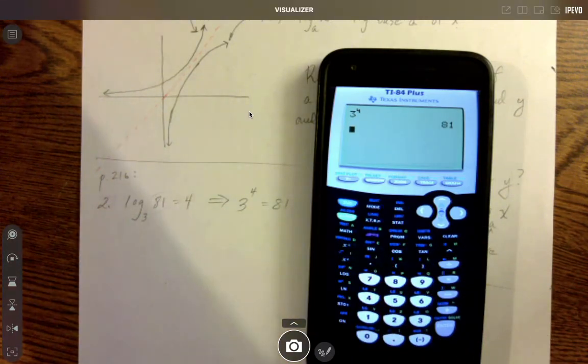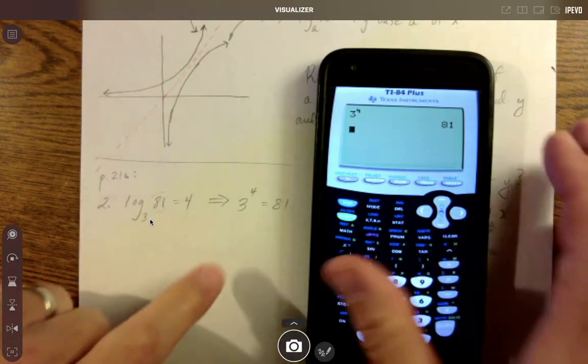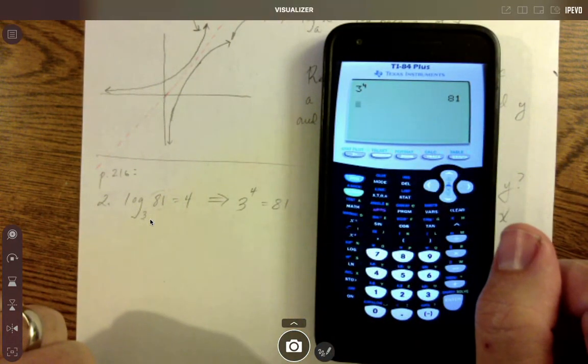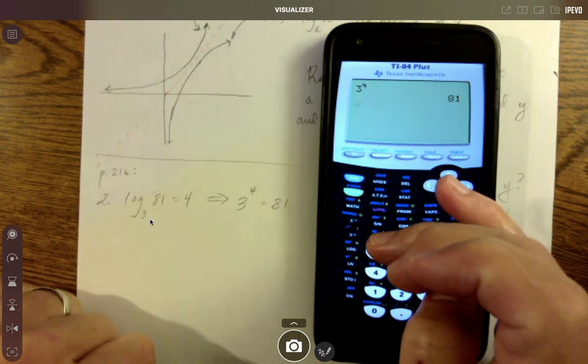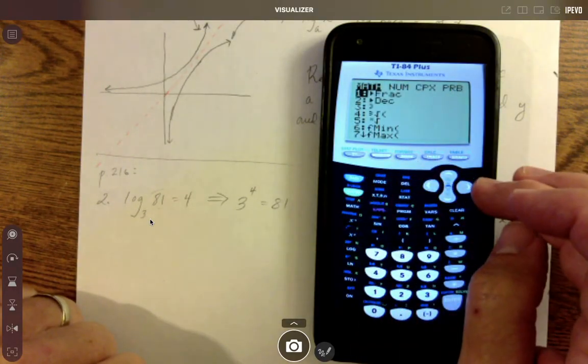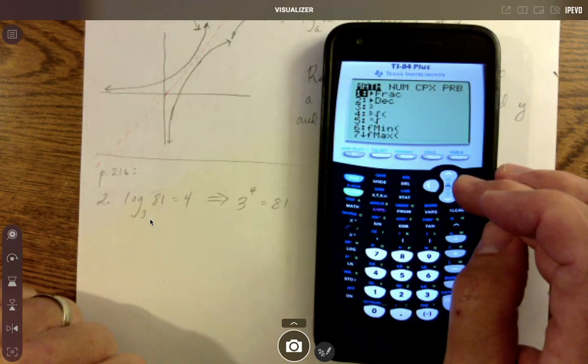Now, in Desmos, you can put in a base. This is an old version of the TI-84 Plus, and I don't think it has a log base in it. Let me go to math and see if there's a log function. There might be.